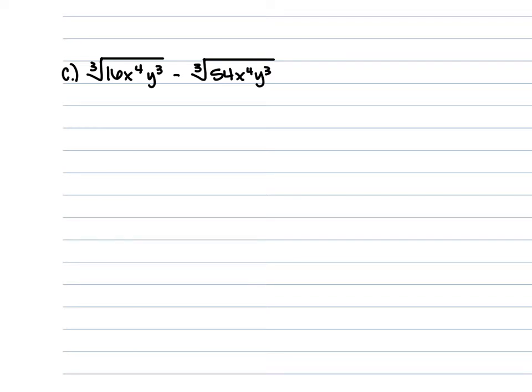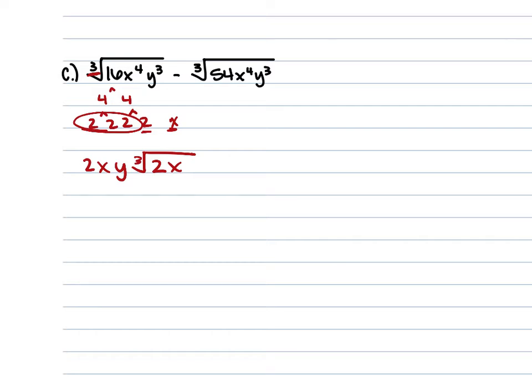For the cube root of 16x to the 4th y cubed, that 16 is 4 times 4. 4 is 2 times 2. We're looking for a group of 3, so those 3 2's pair up. That leaves us 2 with 1 underneath. The x to the 4th power, divide that by 3. You get 1 with a remainder 1, so that x stays underneath. And that y cubed, divide the 3 by 3. You get just y, or 1, so the y comes out. So you're going to have 2xy cube root 2x left from the cube root of 16x to the 4th y cubed.